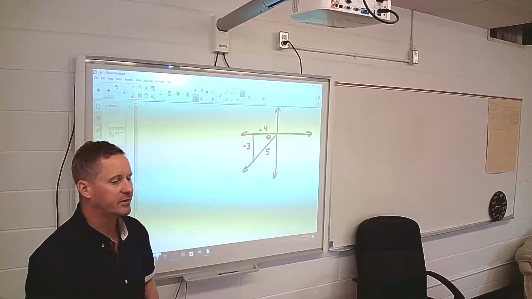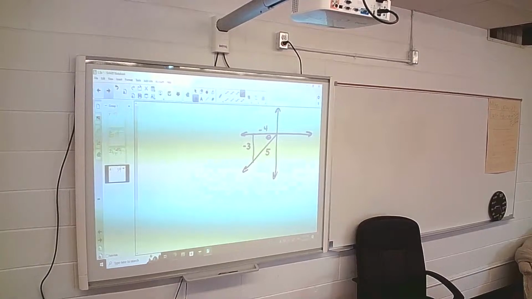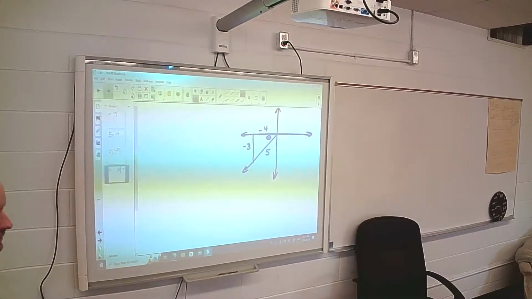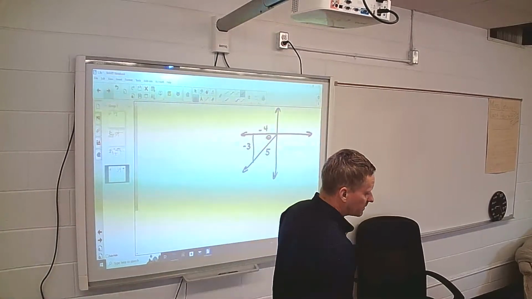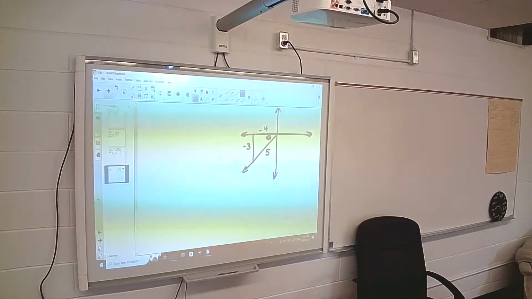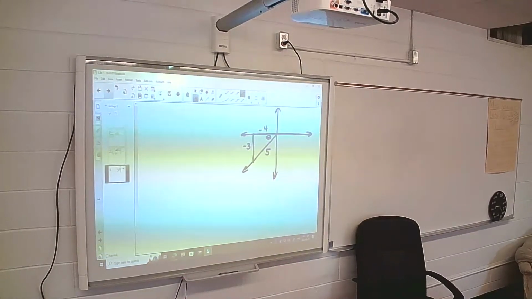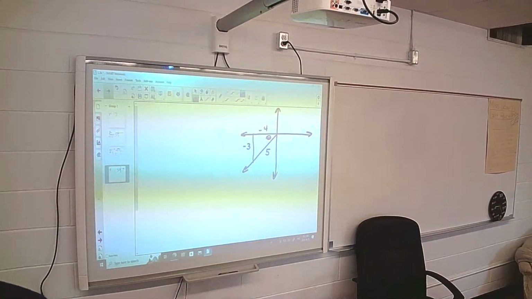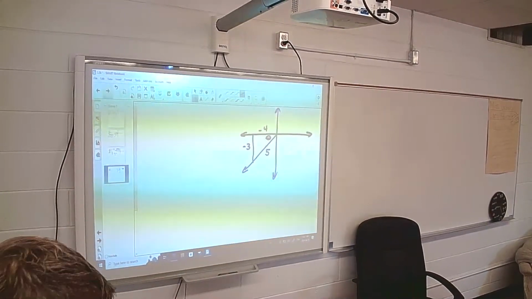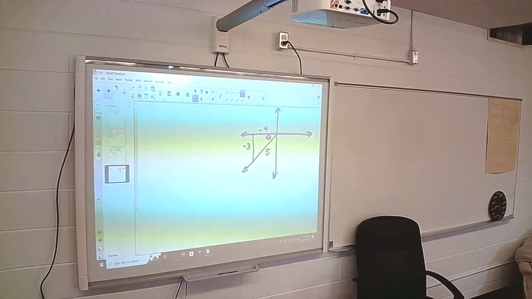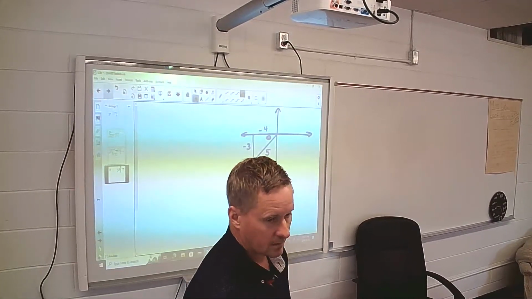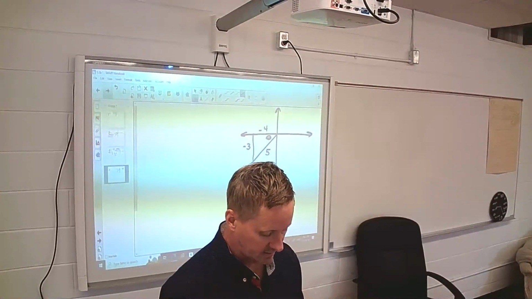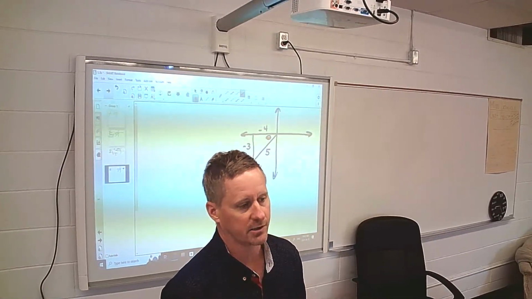What's the sine of theta? What's the cos of theta? What's the tan of theta? What's the cosecant of theta? 5 over -3. What's the secant of theta? 5 over -4. What is the cotan of theta? There's your answers. Just by drawing that triangle, I should have had 4 easy marks for that.